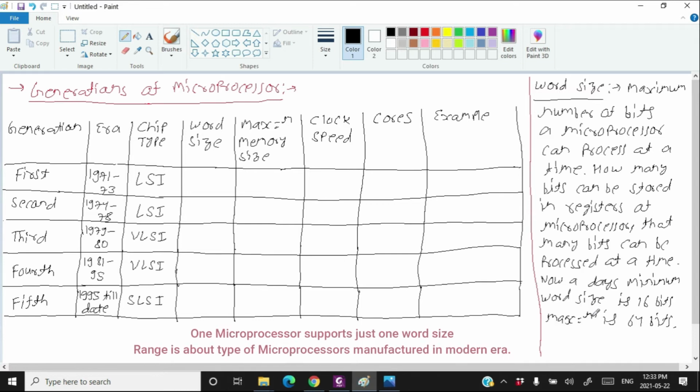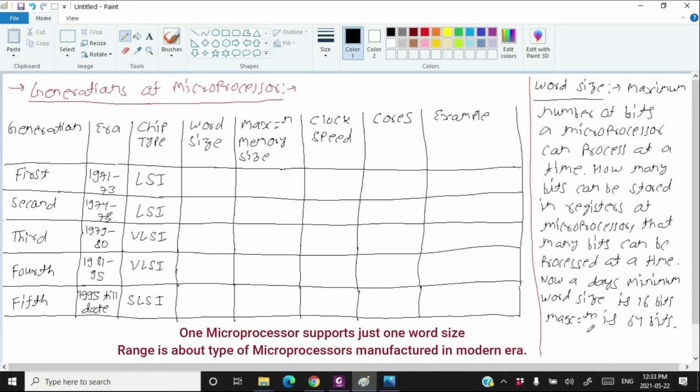So minimum word size supported by microprocessor is 16 bits nowadays, and maximum word size supported by a microprocessor is 64 bits nowadays. In older days, microprocessors were also working on 8-bit word sizes. So hopefully you got the point what the word size is.